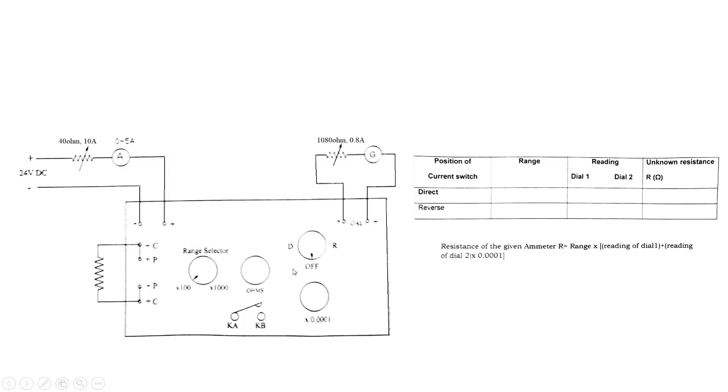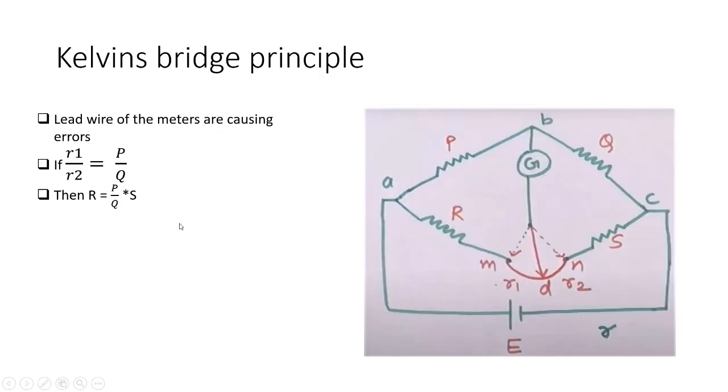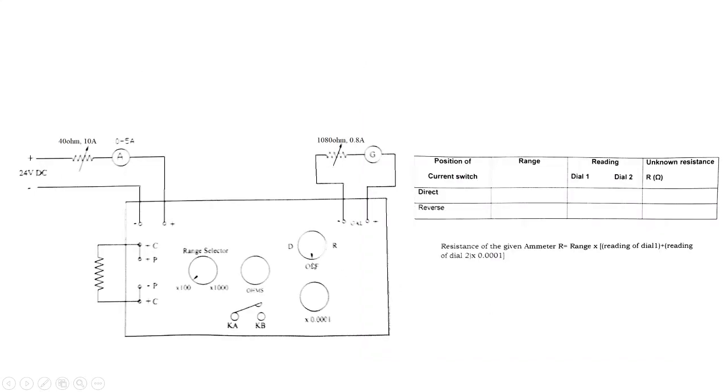Here you have two connections. One is direct connection, wherein the positive is connected to, similarly here the positive will be connected at this point, negative will be connected at point C. Now if we go for reverse connection, this EMF polarity will be interchanged. So that is D and R knob. So initially we will be putting into direct mode.